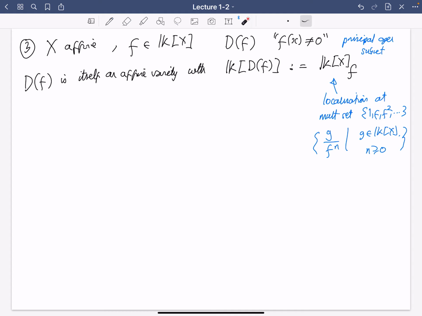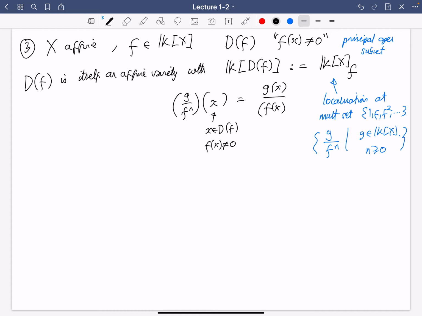And it's quite obvious that any such function g over f to the n, if you plug in some point in D of f, so that's a point where f of x is not 0, this makes sense because g of x is something in the field and f of x is something non-zero in the field, so you can divide by it, and so you could divide by the nth power. Okay, so g over f to the n is naturally a function on this principal open subset.